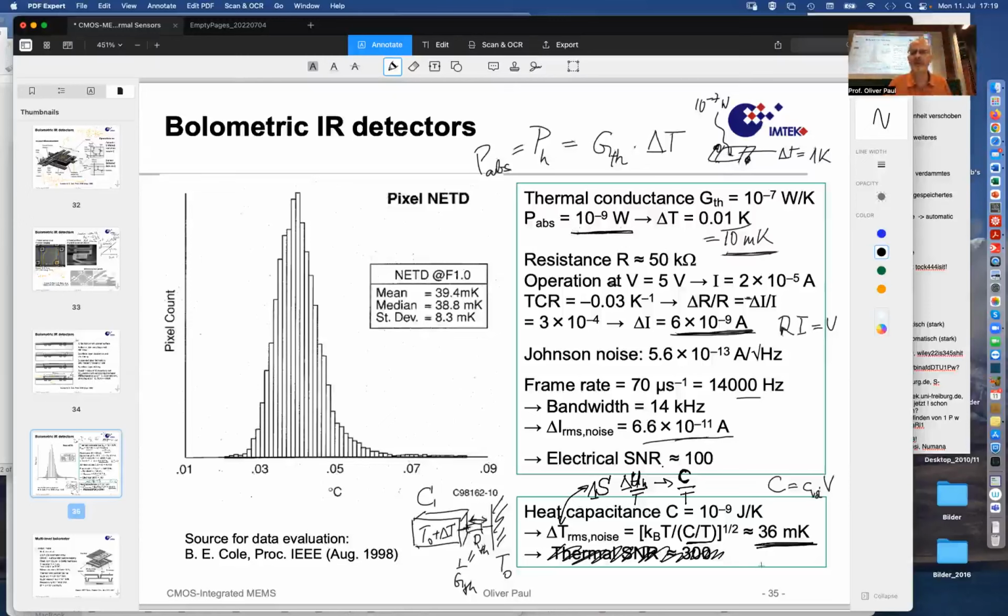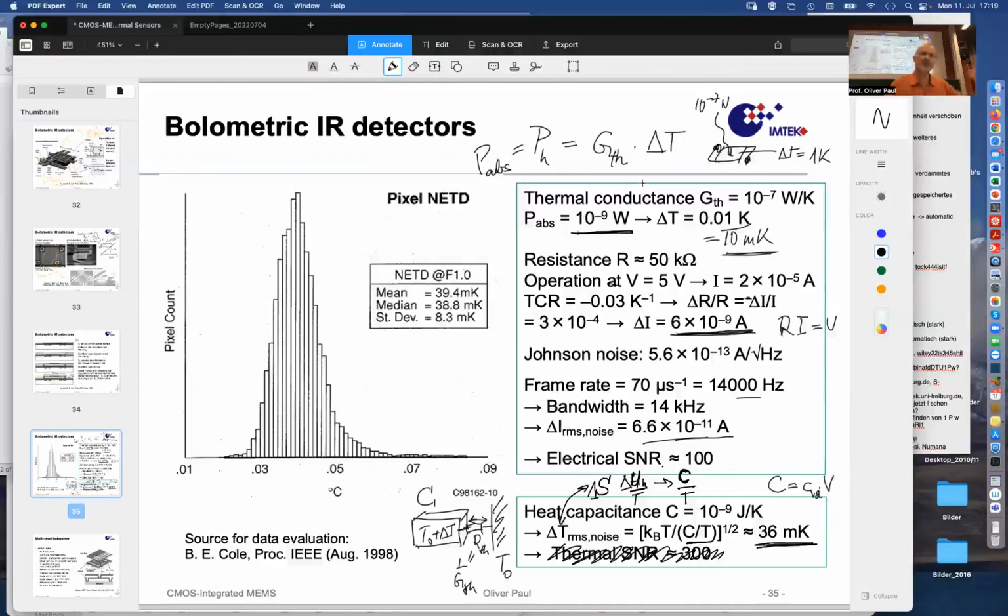We need 3.6 times as much to be out of the noise, because 3.6 times 10 to the minus 9 watt will produce 36 millikelvin of real signal. And that will correspond to a signal to noise ratio in the thermal noise of 1.